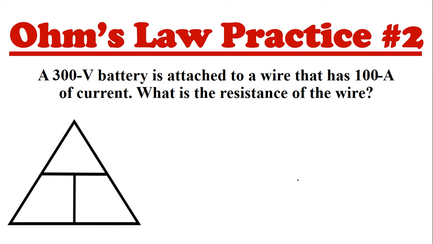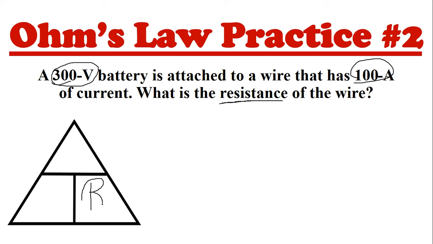Pause the video real quick, use the formula, and try to find the answer to practice number 2. Did you pause? I hope you paused. All right, here we go. It says a 300 volt battery is attached to a wire that has 100 amps of current. What is the resistance of the wire? So according to this, what are we trying to find? We're trying to find resistance.